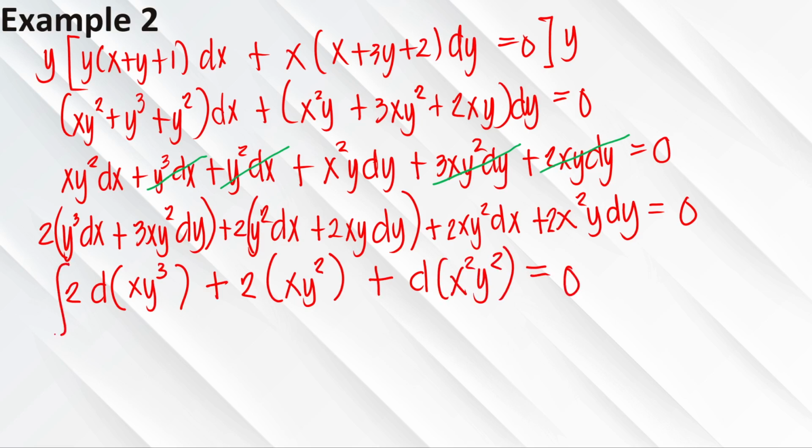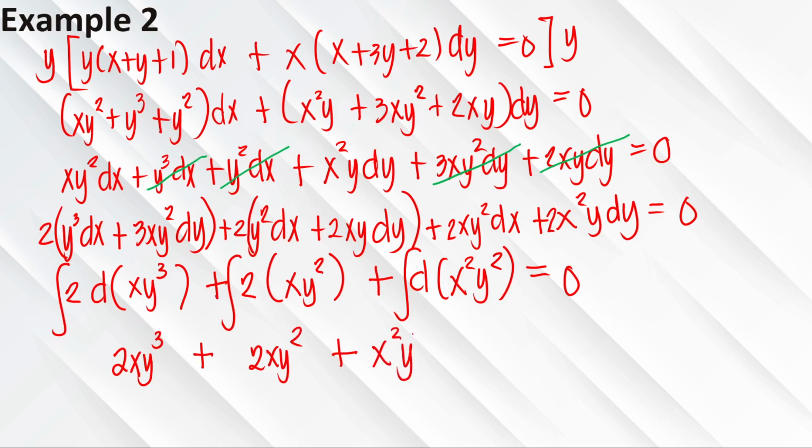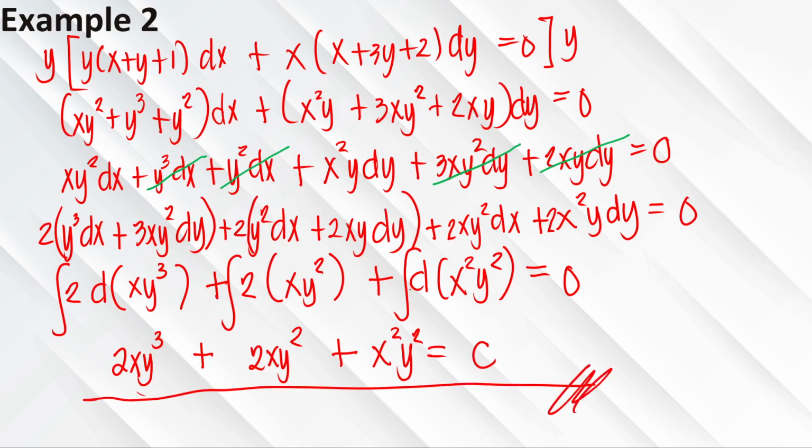Pwede na tayong mag-integrate. So yung 2, lalabas natin, we have 2xy cubed plus 2xy squared plus x squared y squared equals c. Obviously, ito na yung ating sagot. Or i-arrange mo na lang kung sa anong degree siya pwede. So, again, by inspection lang yung ginawa natin.